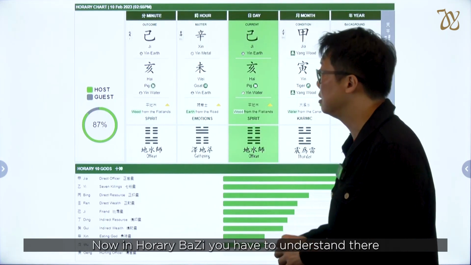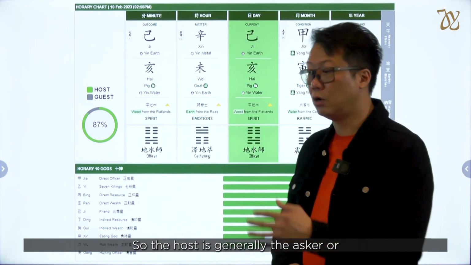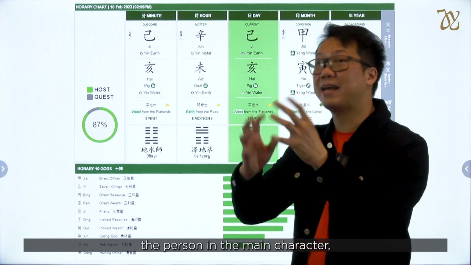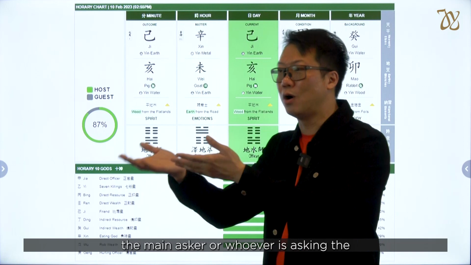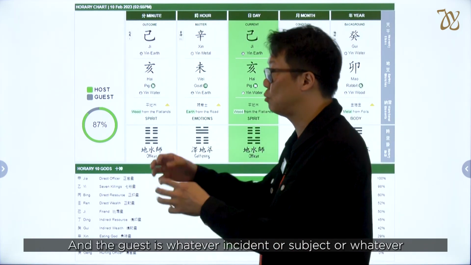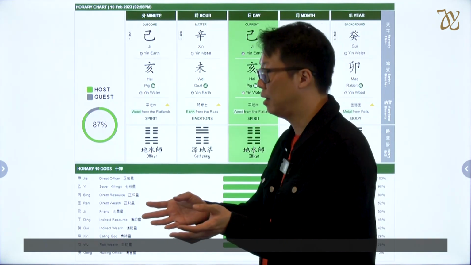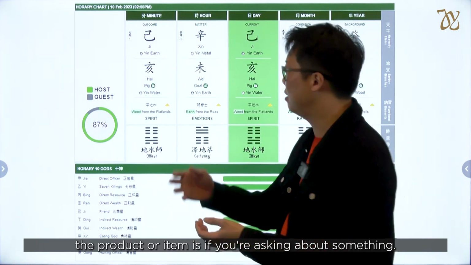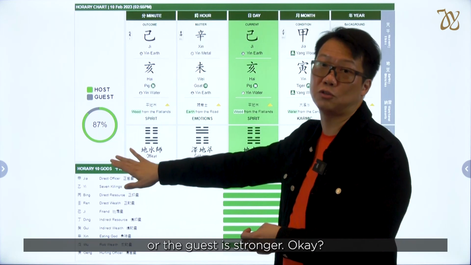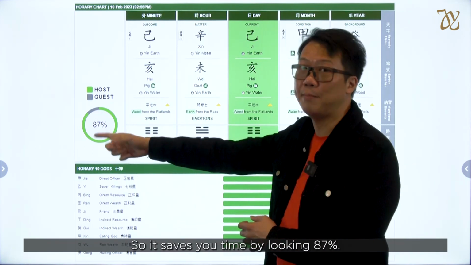Now in Horary BaZi, you have to understand there's a difference between the host and guest. So the host is generally the asker, or the main character, whoever is asking the question that is the focus point, and the guest is whatever incident or subject or whatever product or item you're asking about. So this tells you whether the host is stronger or the guest is stronger. The guest can be the enemy or the rival in that case. So it saves you time by looking.